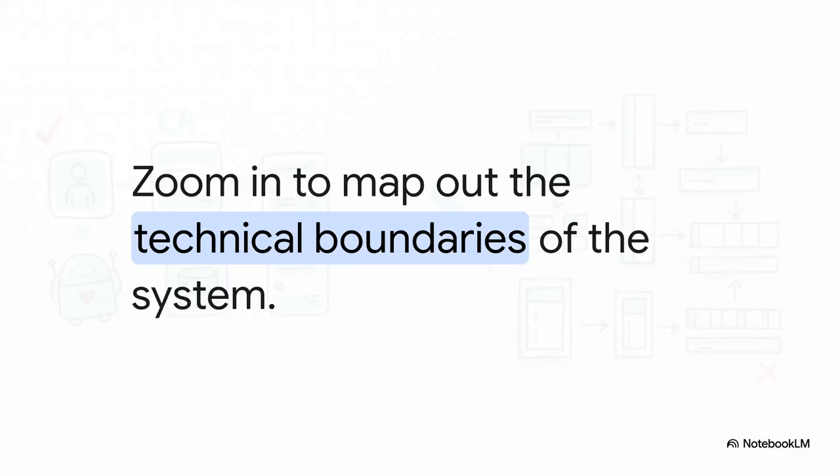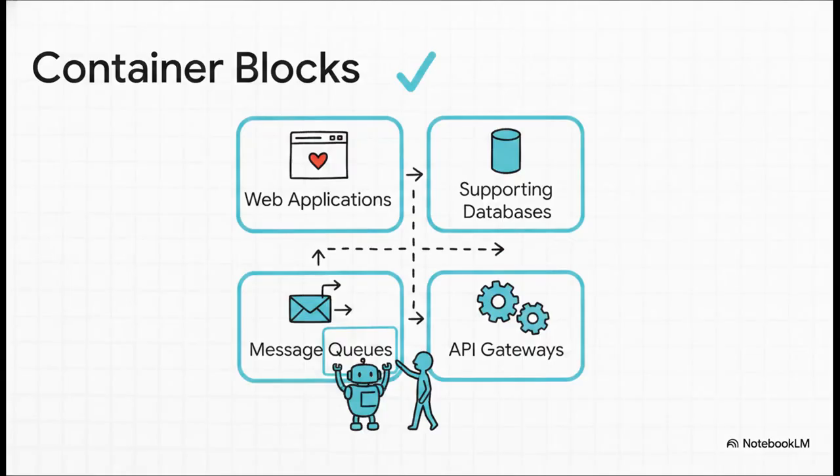Double-click to Level 2, the container diagram. Now this means architectural boundaries, not just Docker containers, okay? Right here, you'll see your major technical building blocks. Things like web apps, databases, APIs, and message queues.